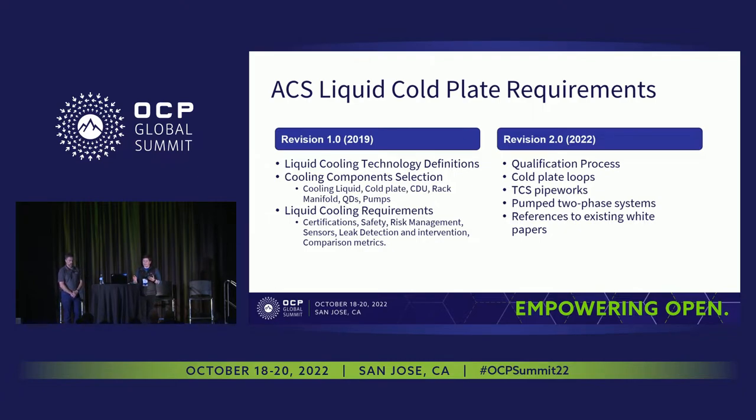Now, building on the second revision of this document that Cam and Jordan and the team started here in 2022, we're looking at how we qualify this design and development process. We're introducing a sub-ecosystem of the technology cooling system called the cold plate loop, identifying and acknowledging the TCS pipework aspect of that side of the system, starting a conversation around some of the pumped two-phase systems that we're seeing interest in, and then trying to draw some dotted lines to other industry guidance and regulatory information that might be relevant to these types of installations.